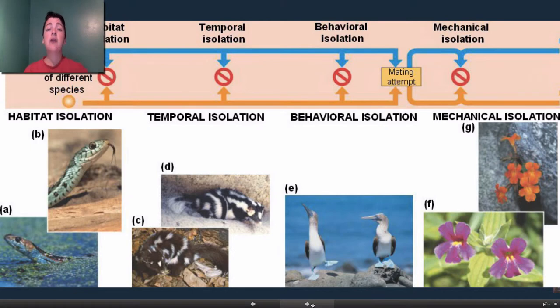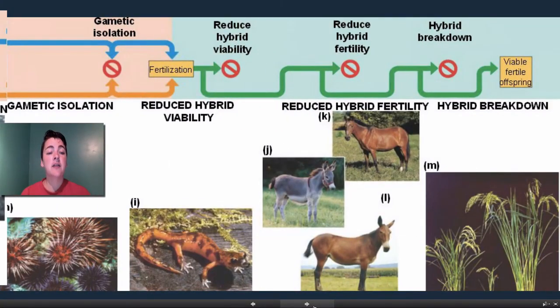Behavioral isolation is how the mate is found. In the picture below is the blue-footed booby, which has a very specific mating dance. And those birds that don't pick up on that mating dance don't mate with that male. Then we have mechanical isolation. Mechanical isolation is that the actual parts and pieces are not going to fit together in order for mating to occur. Then we have gametic isolation, where the gametes are so different that they can't fertilize each other.